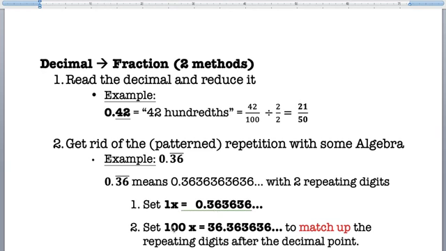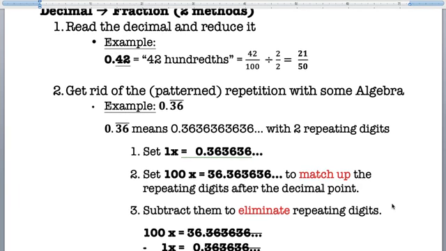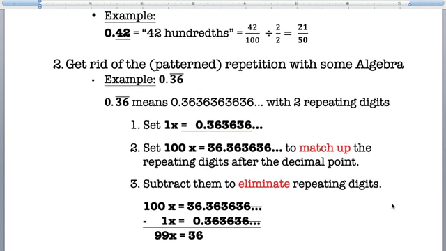So we have 100x for the 2 decimal places we moved it over, and then we have 36 in the front now since we moved it over twice, and we still have the 36 in the back. So we wanted to match up the digits behind the decimal point. The reason why we want to do that is because later on we're going to take our 1x and our 100x, and we're going to set them up so that we subtract the smaller x away from the bigger x.